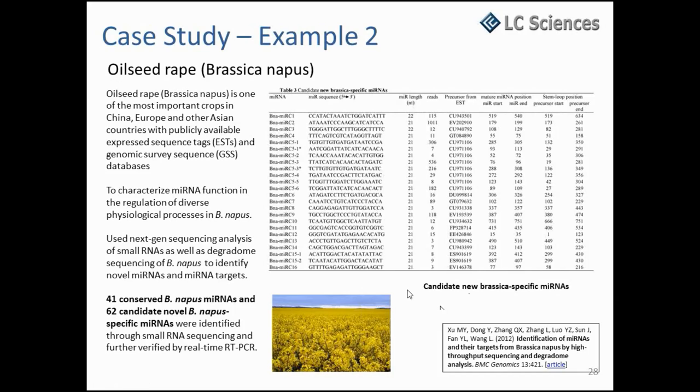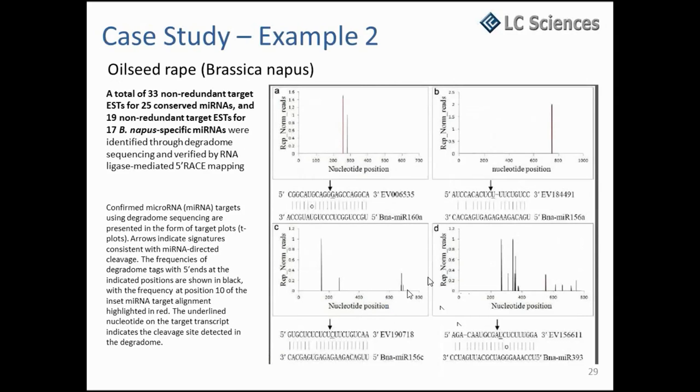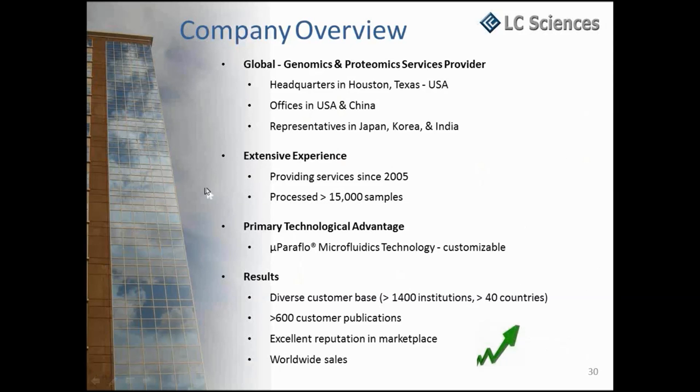And after identifying the conserved microRNAs or candidates, we further did degradation sequencing. We identified a total of 33 non-redundant target ESTs for 25 conserved microRNAs and 19 non-redundant target ESTs for 17 oilseed specific microRNAs. So degradation sequencing is a very good method to identify microRNAs and their target messenger RNA cleavage sites.